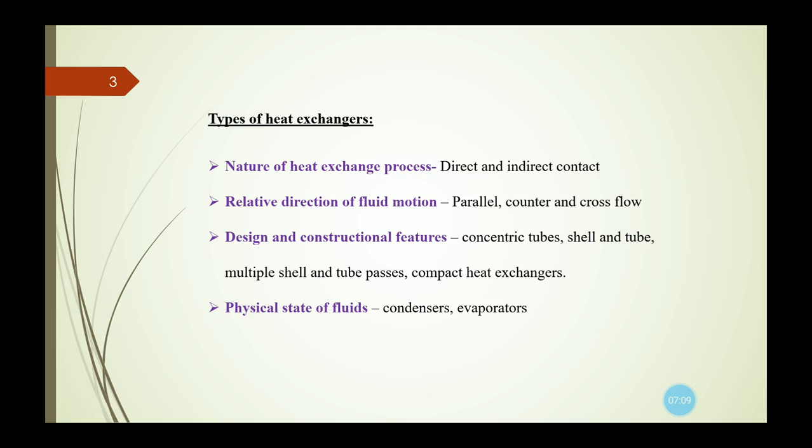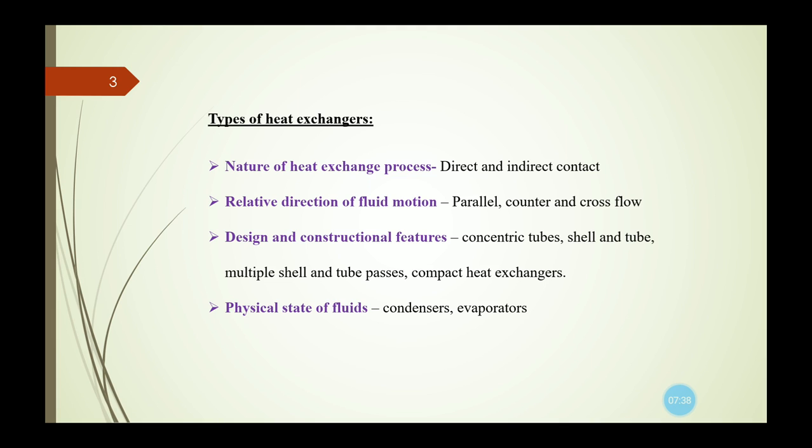Next, in case of the indirect contact heat exchanger, here the heat transfer between the two different fluids, that is, a hot fluid and a cold fluid, is carried out by transmission through a wall which separates the two fluids. Examples of this indirect contact heat exchanger are the regenerator and the recuperator.